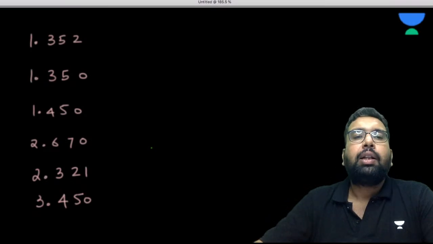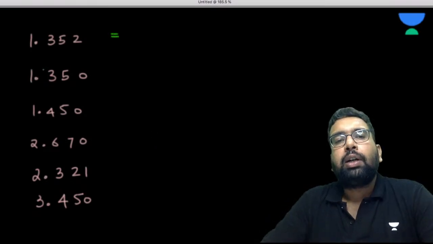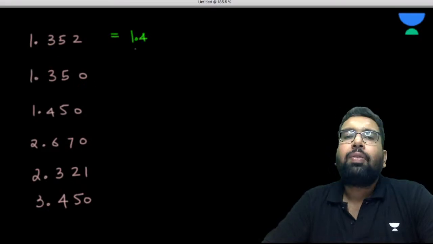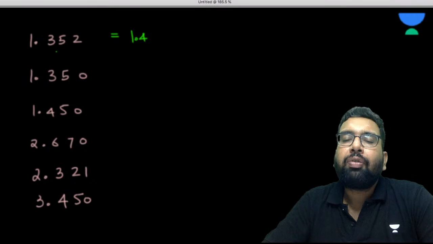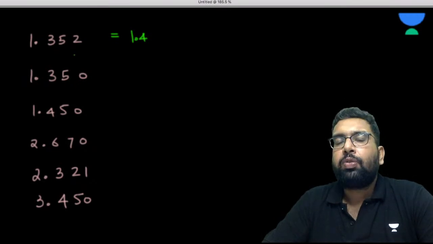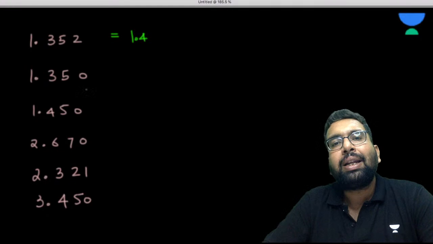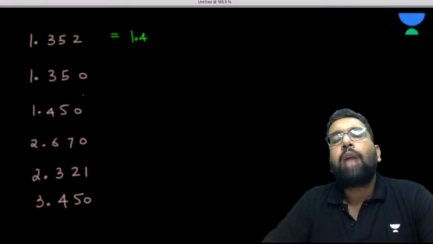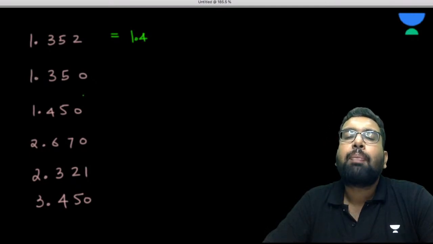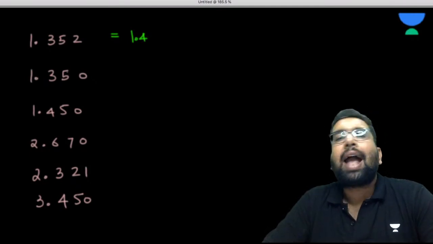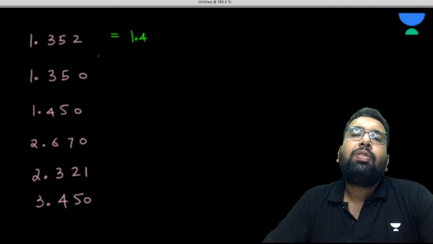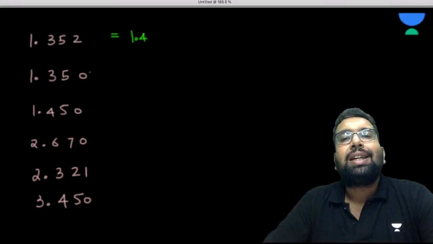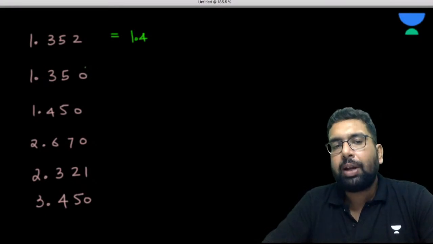Now in the first case, it is 1.352, so it will become 1.4. Why, sir, will it become 1.4? Because after 3 we have 5. If it had been more than 5, we would have written directly 1.4. If it had been less than 5, we would have kept it 1.3, but it is exactly 5, and after 5 we have a non-zero number. So when we have a non-zero number after 5, we raise the digit by 1. So it will become 1.4.